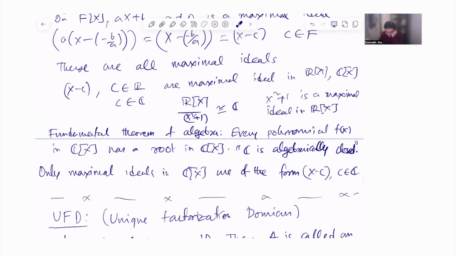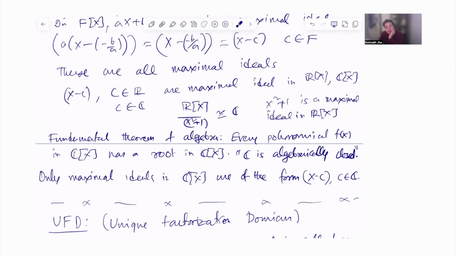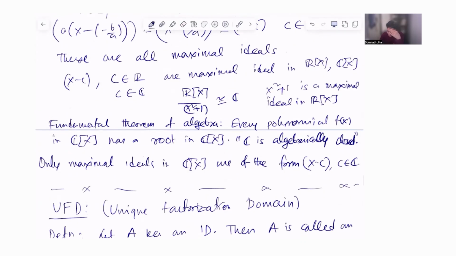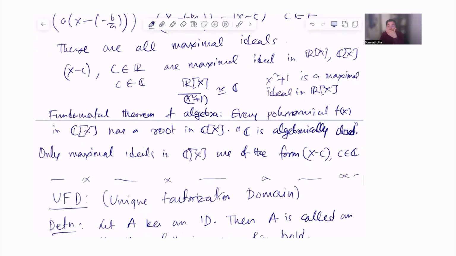This is the so-called fundamental theorem of algebra, that every polynomial in C[x] has a root in C. So next, as I said, we'll discuss UFDs. Today we discuss unique factorization domains, and let us start with the definition. Let A be an integral domain, and then we'll see examples.